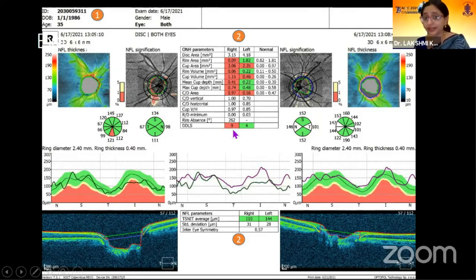DDLS scoring shows 9. It's abnormal. The NFL thickness shows cooler colors and NFL significance has reddish areas. The same is depicted in TSNIT graphs in the inferior quadrant. The cup is quite deep on the tomograms. There is no segmentation error in the right eye as compared to the left eye.